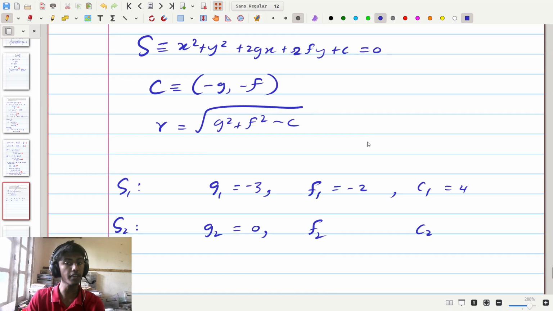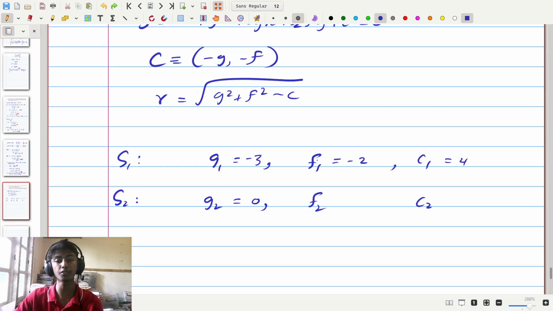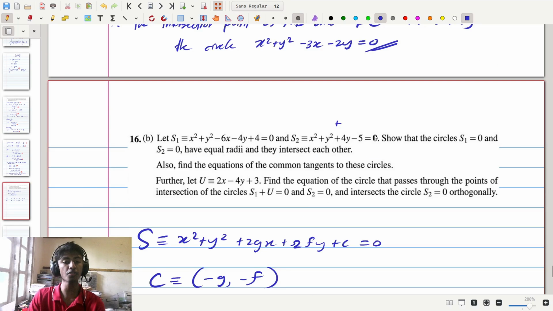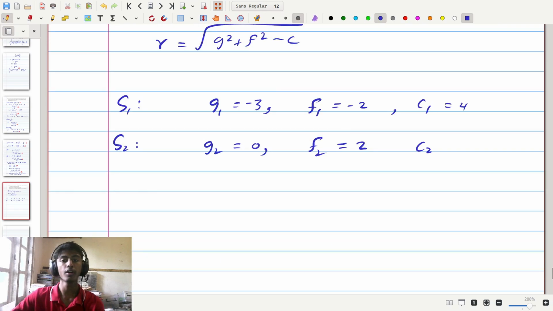Now similarly, if we consider f2, 2f2 must be equal to plus 4y, and therefore we can say 2f is equal to 4, so f is equal to 2. So f2 is equal to plus 2. Now finally for c2, the constant here is minus 5, and therefore c2 must be equal to minus 5. So going down, we have everything that we need to find both the centers of these circles and also the radii of the circles.